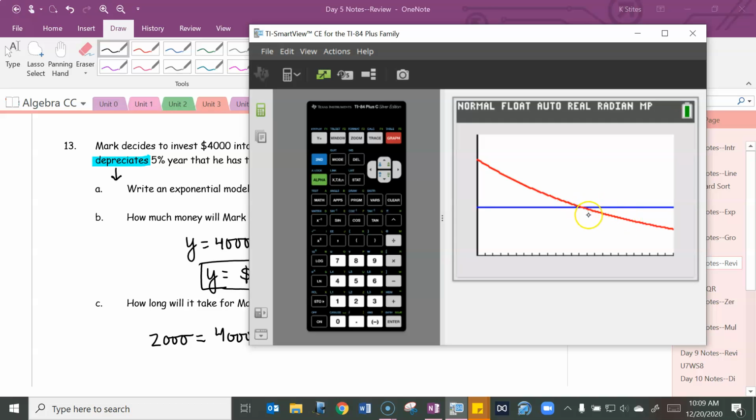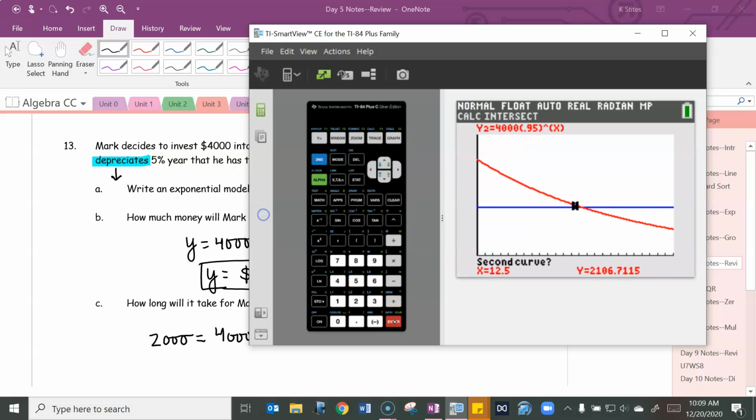And you should see that we do have an intersection point here. Second trace 5, enter, enter, enter. And your t value is always your x value. So this would be t equals 13.51 years.